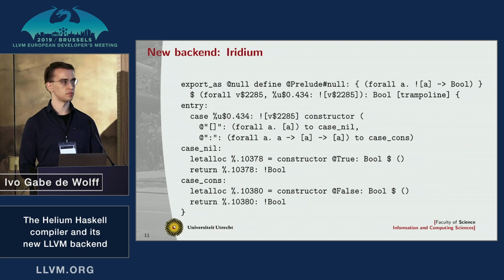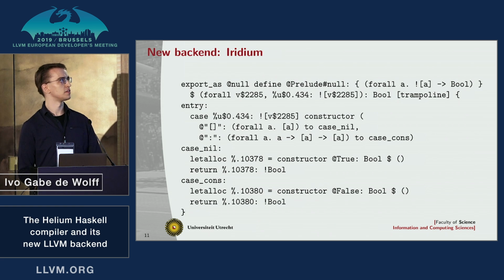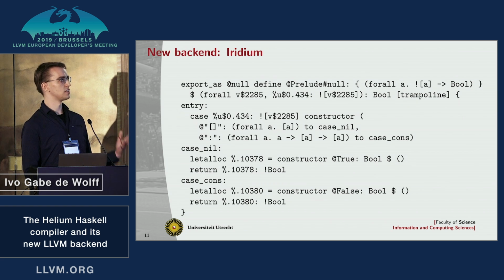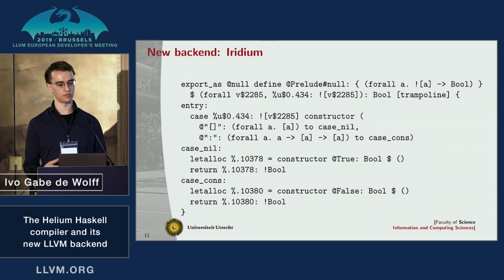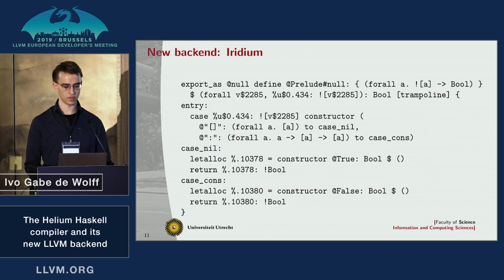So here's a sample function in Iridium. This is the null function, which takes a list and checks whether that list is empty or not. You can see on the first line that we have the same type system as the source level. So it says that it takes a list of A for some type A and then returns a bool. And in the entry block, you can see that we pattern match on the argument of the function and check whether it's an empty list or a non-empty list. And then we return either true or false.